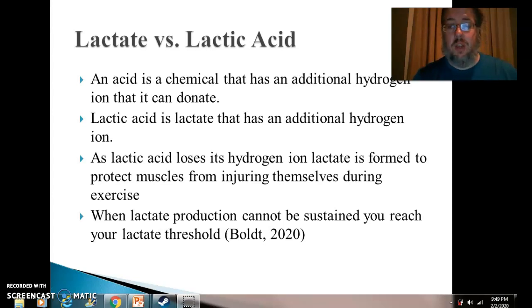This process is actually beneficial in our bodies because it uses the lactate to keep our muscles from injuring themselves during exercise. This process continues on until exhaustion starts to set in, where our body is not able to process the lactate, and this is what becomes known as the lactate threshold, where basically exhaustion sets in.